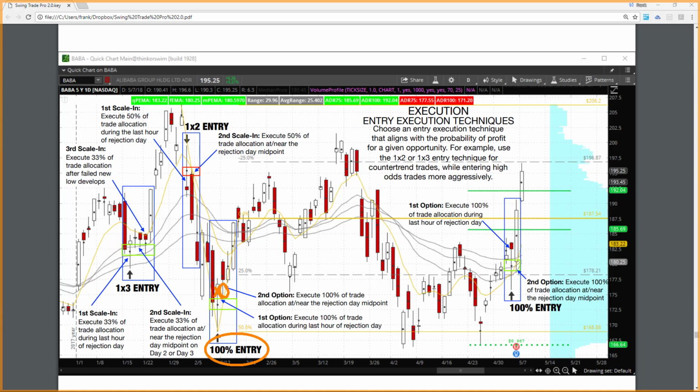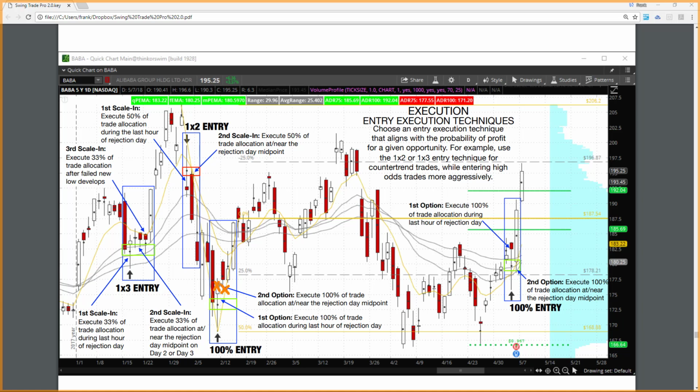So again, you have the option on a rejection day trade sequence to get in at the end of the day, the last hour of the day of the rejection day, a confirmed rejection day. And you also have the ability to look at the second entry point, which is if price opens above the midpoint the next day, any pullback toward that mid allows an opportunity to enter that trade at that point.